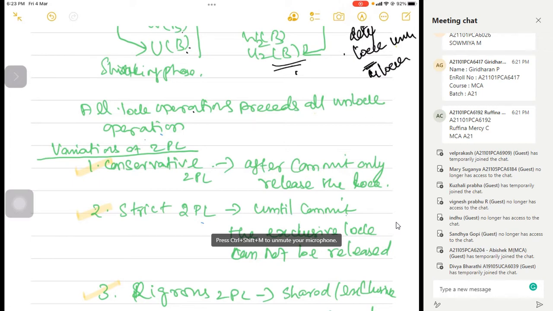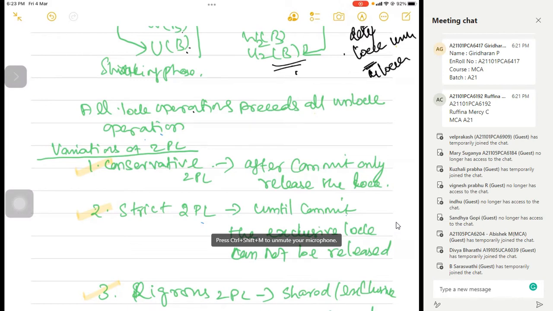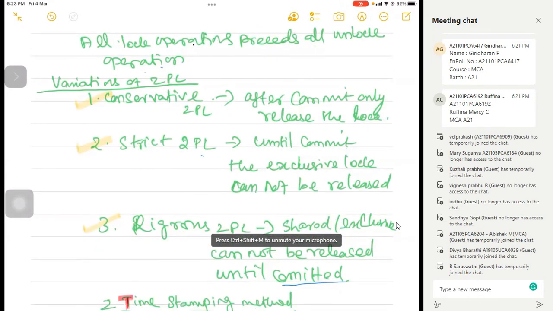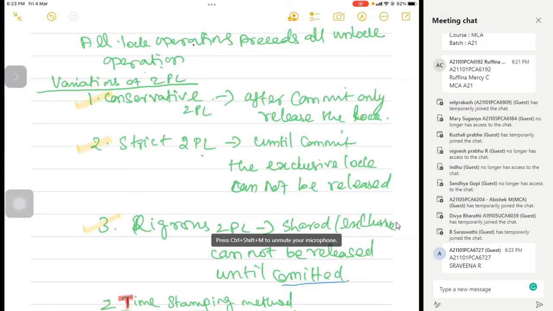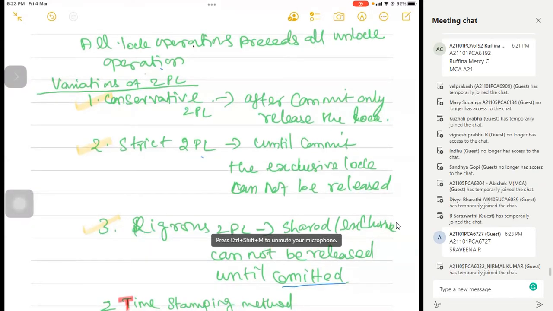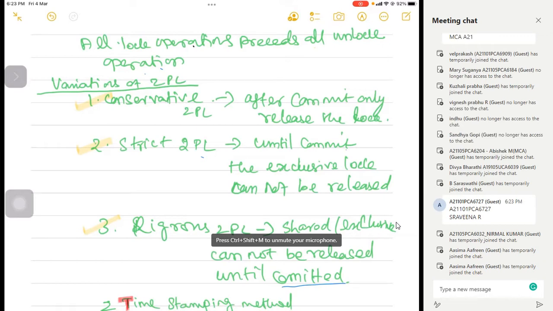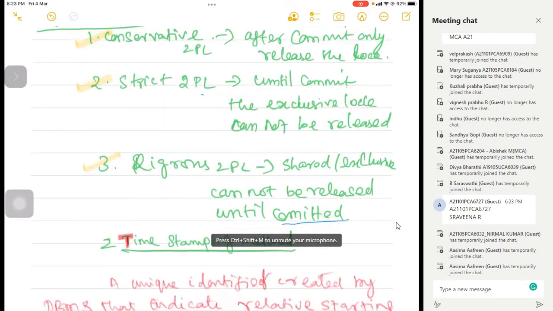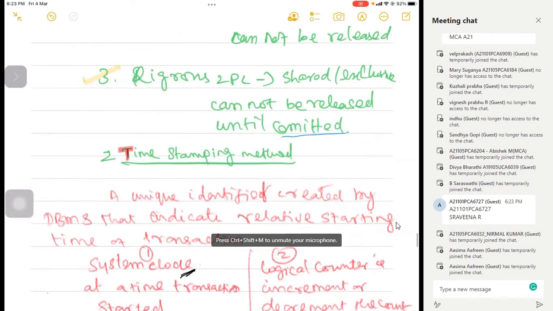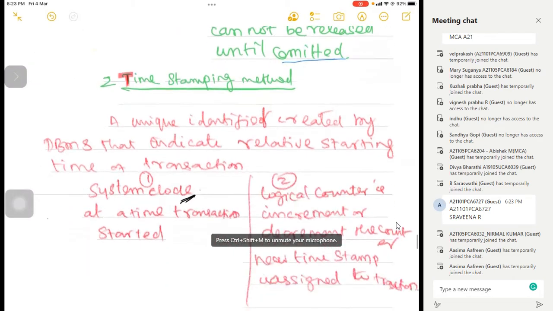Until commit the exclusive lock cannot be released. Okay, lock commit பண்ணதுக்கு அப்புறம் தான் exclusive lock release பண்ணணும். Rigorous 2PL வந்து shared and exclusive lock cannot be released until committed. So these all three different types of 2PL are along with the commit command for each and every transaction, then only it will release the lock. Okay. Then another method of concurrent operation that is a locking method is time stamping method.